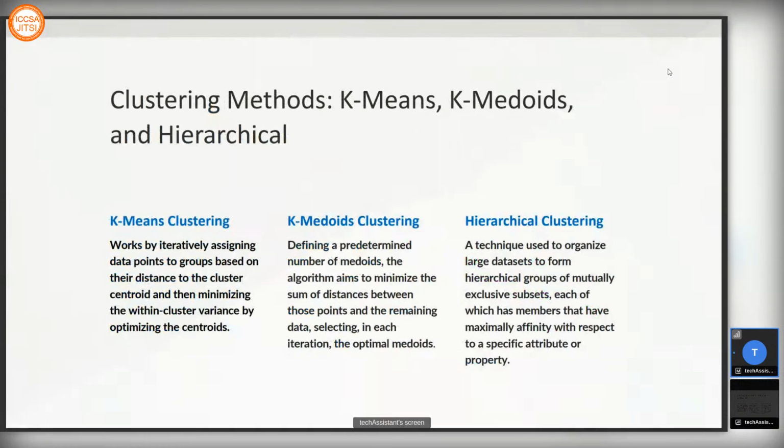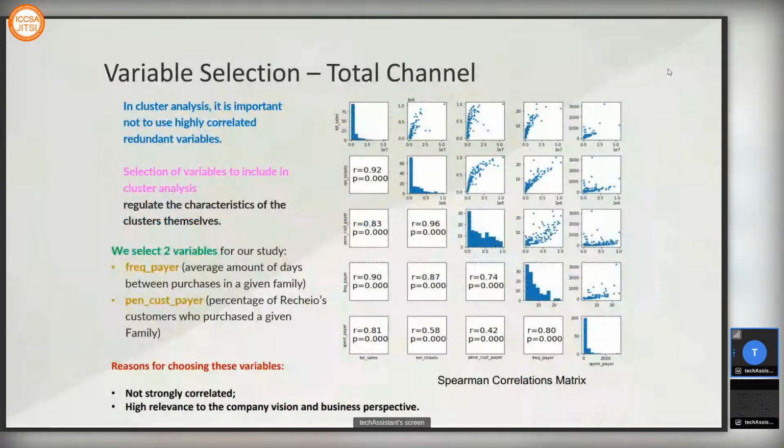I think I'm going to skip this because most of you should know these clustering methods. So we start with variable selection in the total channel. In cluster analysis, it is important not to use highly correlated, redundant variables. So we are going to use the Spearman correlation matrix between all pairs of variables to see which are correlated at most. And we use Spearman because the populations are not normal.